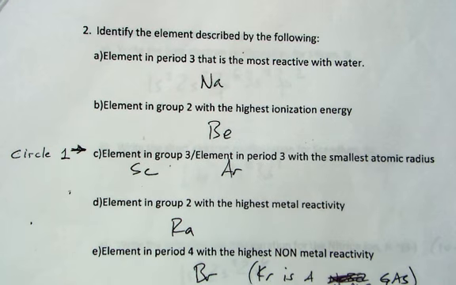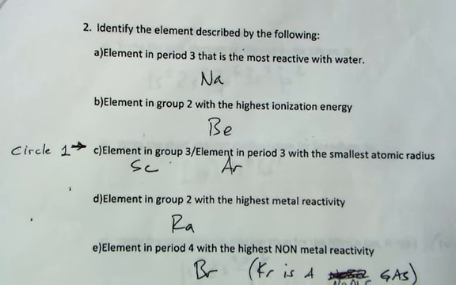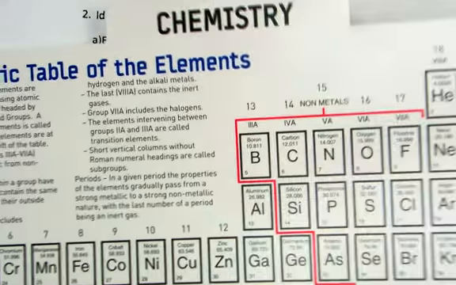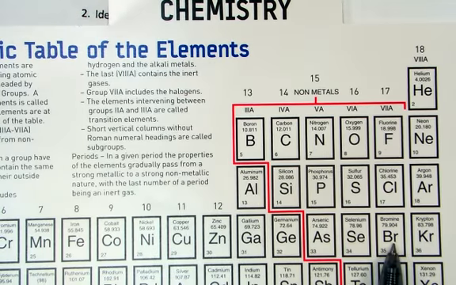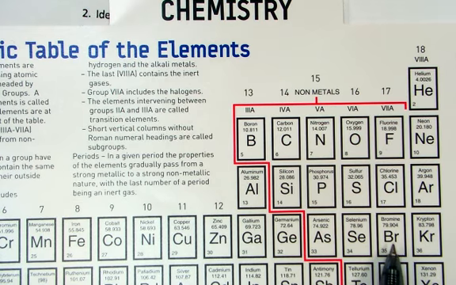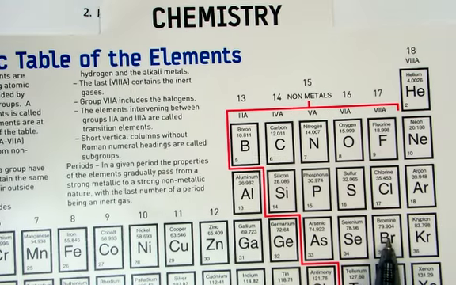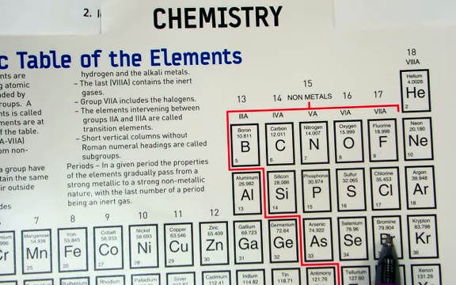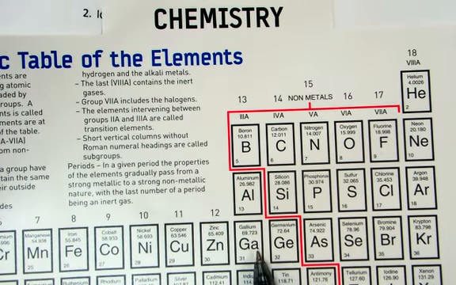Period 4, highest non-metal reactivity, bromine. Okay, I would say. So that's in period 4, and so highest, according to the trend now, would be bromine. And so bromine is going to be more electronegative than the elements to its left by our trend.